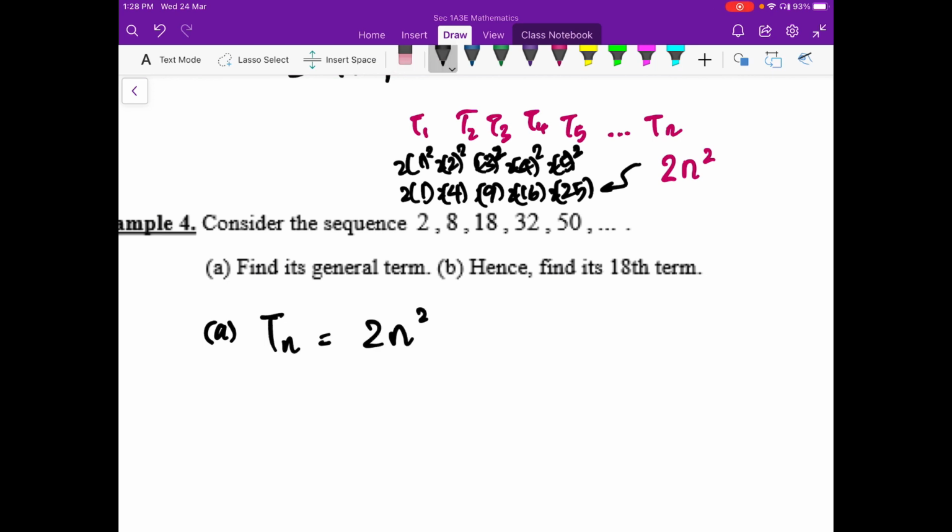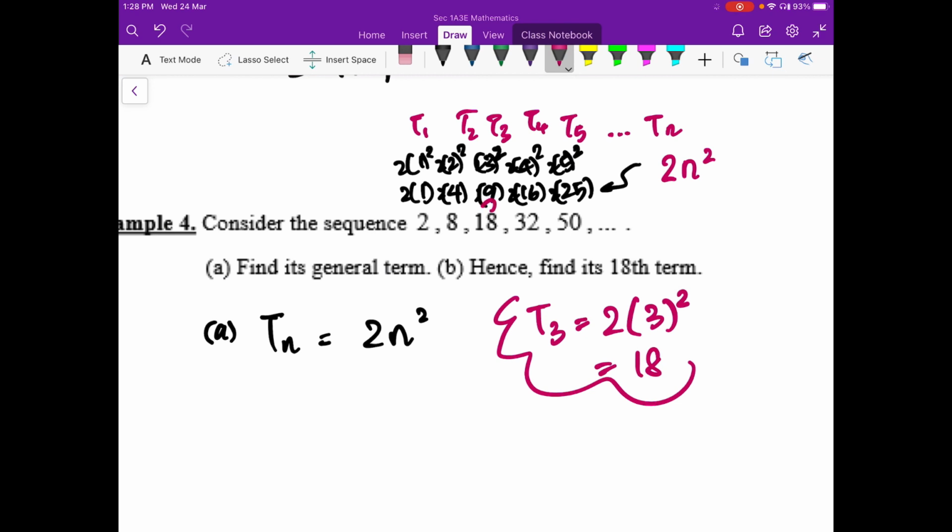2n squared. Every time I see the n, I square it and I multiply by 2. So do a quick check. What is the value of t, for example, t3? Let me check my answer. 2 times 3 squared. 2 times 9, that is 18. Check. Oh yes, it's correct.